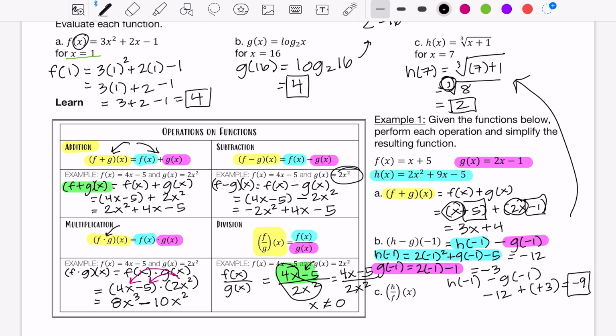Last one that we're going to do right here is h of x divided by f of x. So I'm just going to color code the f function green so that I know where to grab my information from. So this is the same thing as h of x divided by g of x. So this is 2x squared plus 9x minus 5, and then f of x is x plus 5.